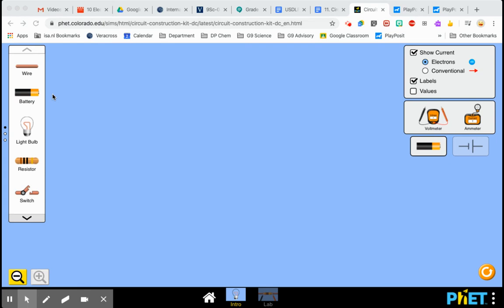So I'm going to walk through the use of the PhET circuit construction kit just to show you how it works and to walk you through the worksheet in case the PhET simulation is not working on your computer. So at the left, we have a toolbar and we can drag in various elements of a circuit.